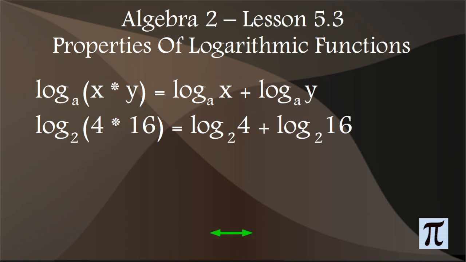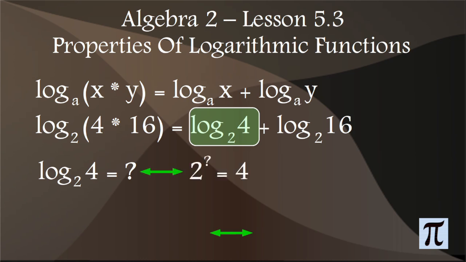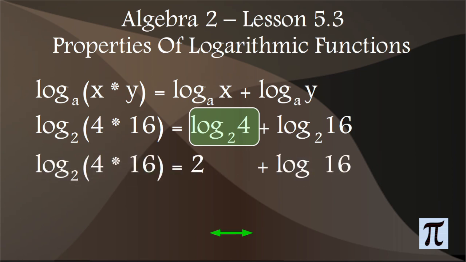Keep in mind that a logarithmic expression is just the inverse of an exponential expression. So if we have log base 2 of 4, what does that really mean? We can say that 2 to some power equals 4. So in this case, that exponent mystery is 2. 2 squared is 4. So log base 2 of 4 is equal to 2.